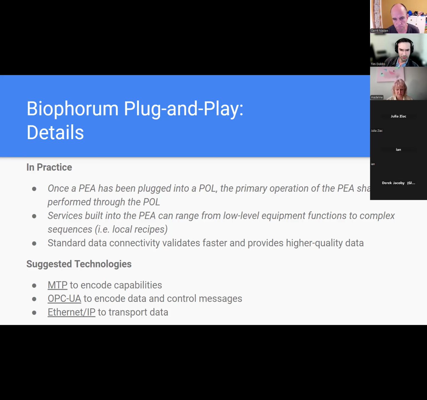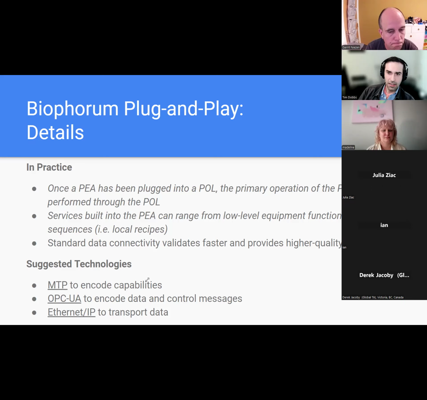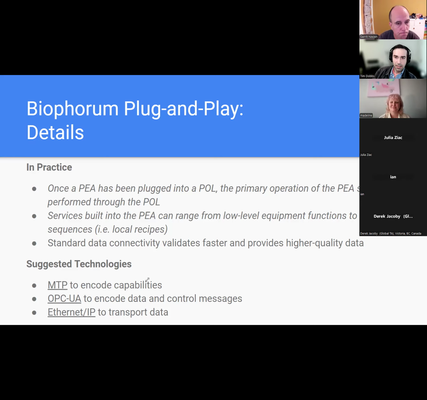And then I'll just shout out a couple of the suggested technologies. This is pretty high level, so they don't say the spec is this, use the following, but they say we think MTP is the right file type to talk about capabilities. They emphasize OPC UA to encode data and control messages. Are people familiar with OPC? Anybody? I see a couple of nods. All right, some shaking heads, some nods.